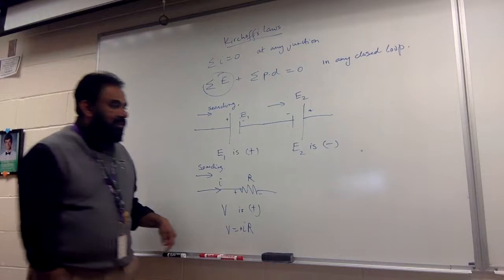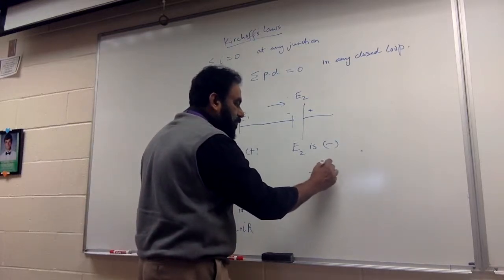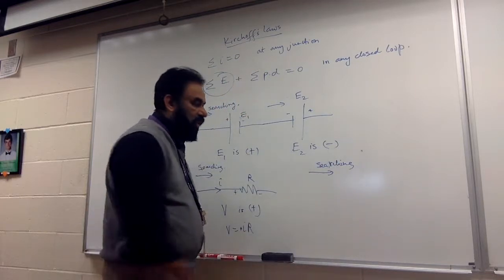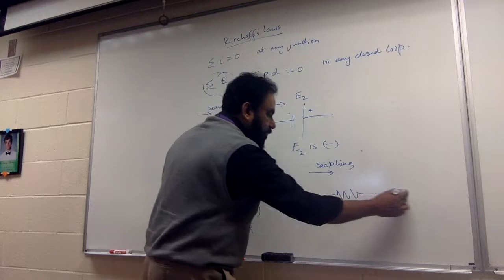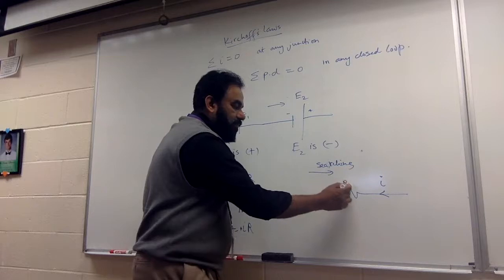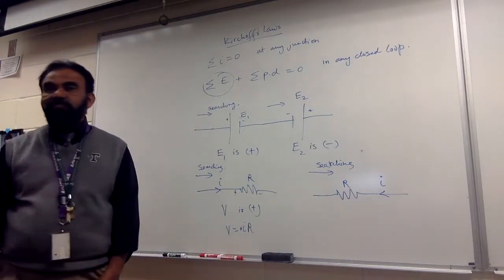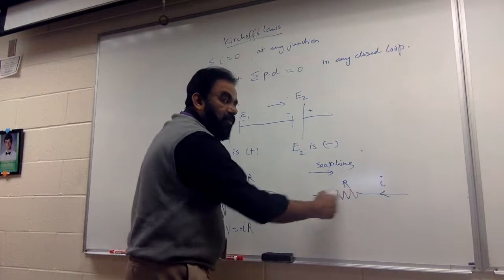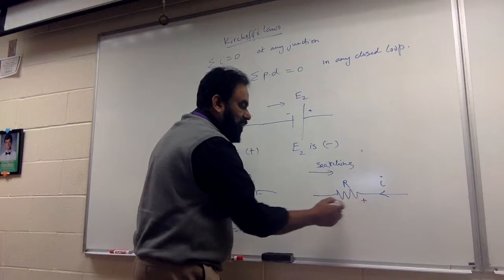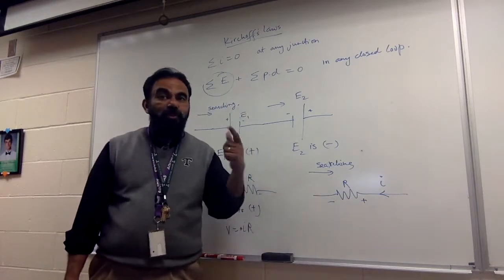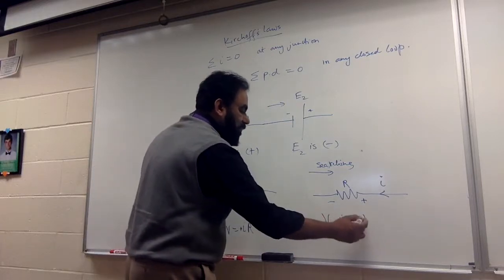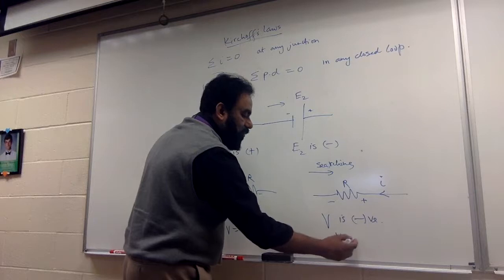This is exactly the rule. Now suppose you're searching in this direction and the current is coming in that direction. The current is coming against you. So which end of this one is positive, which one is negative? The right side is positive and the left side is negative. Now when you're searching this way, which one are you hitting first? Negative. So this potential difference is negative. And so what is V equal to? Negative IR.